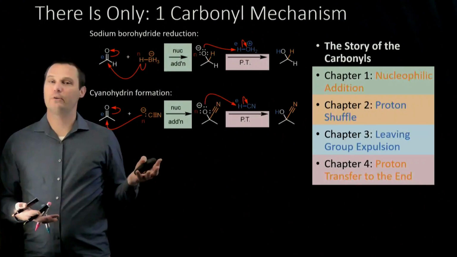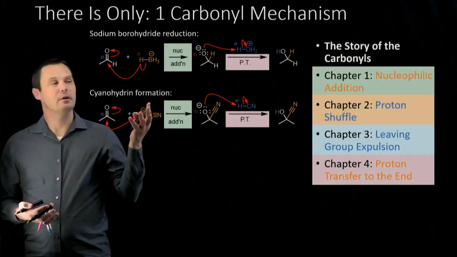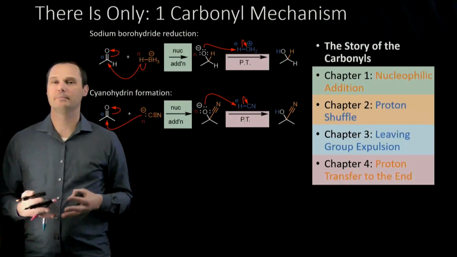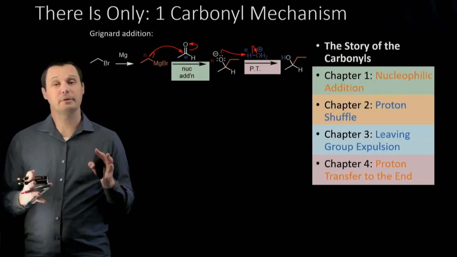Another example is cyanohydrin formation, also fairly straightforward. We do the nucleophilic addition of the cyanide to the carbonyl, make an O-, proton transfer to the end to make the final cyanohydrin product. This is also a very simple story. From here, we can start to increase the complexity a little bit, but it's still the same story.